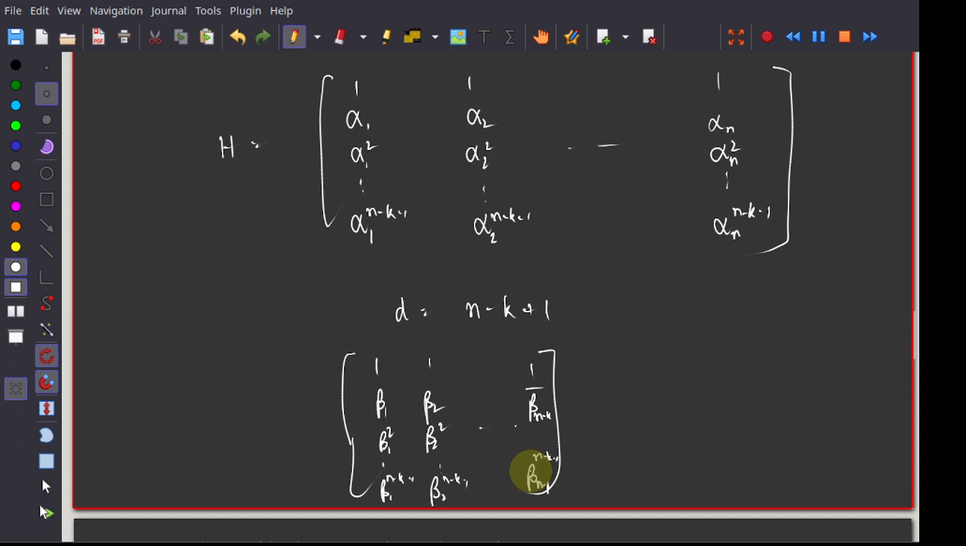Have you seen such a matrix before? What is it? Where have you seen it before? Okay, which course? Okay, what is such a matrix? Yeah. No. There are no. Are you talking about the Fourier matrix? No. Correct. No, but these are elements from a finite field, remember.